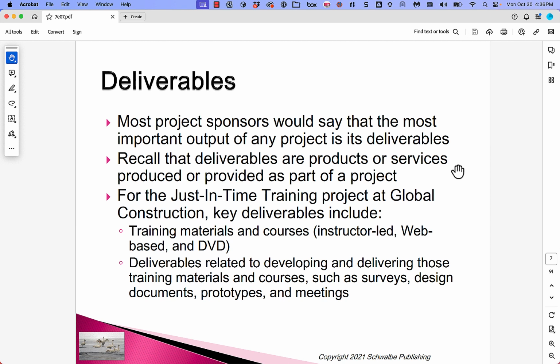You know, there are really two kinds of deliverables. There's the product or service kinds of deliverables that people are actually going to use, and then there are project management reports and other artifacts thrown up by the projects that people are interested in, but not quite so much as the product or service itself. Recall that deliverables are products or services produced or provided as part of the project. So there are some examples here of what the deliverables were in the sample projects from the text, and I'm going to leave you to read those on your own.